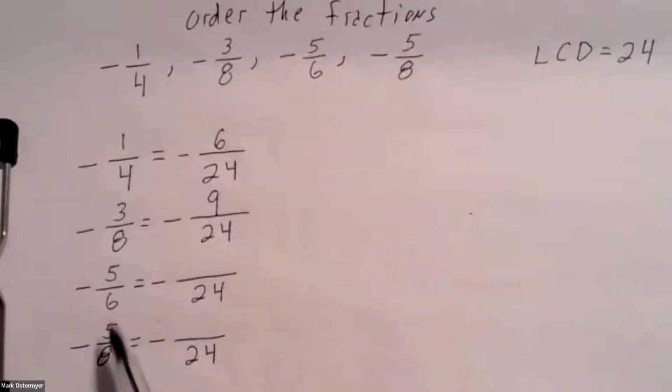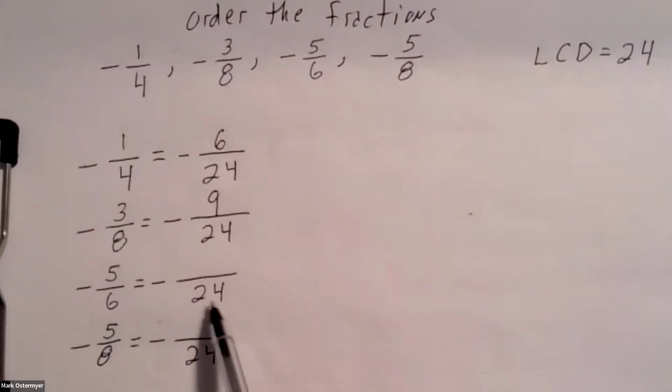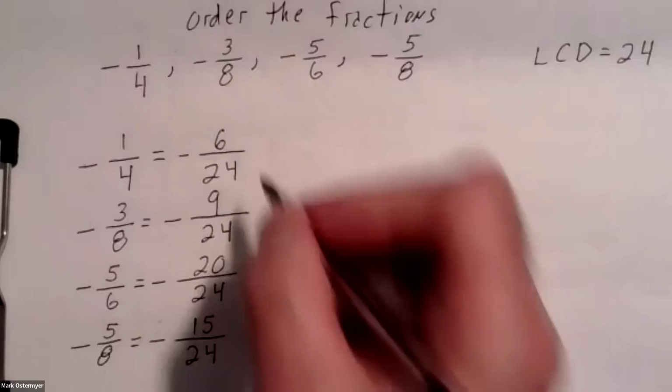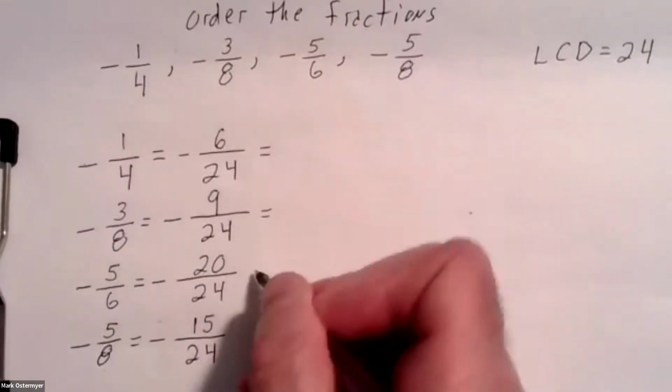-9/24. That's correct. How about -5/6? What's an equivalent fraction of this? -20/24, an equivalent fraction of -5/6. And -3/8 is -15/24. Okay. Now, remember what I said when we have negative fractions?